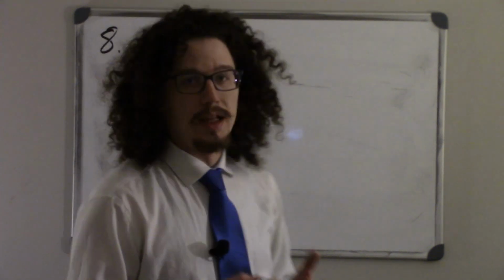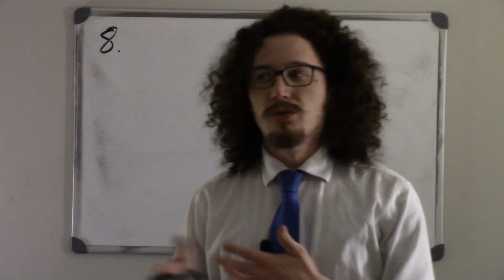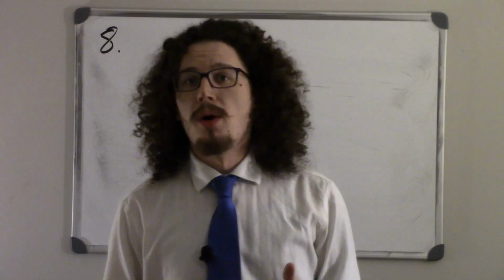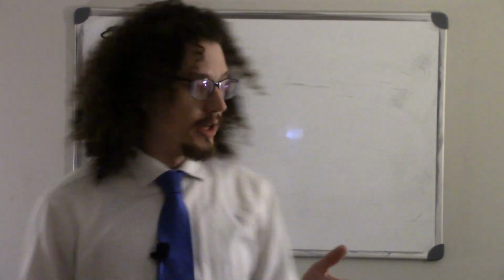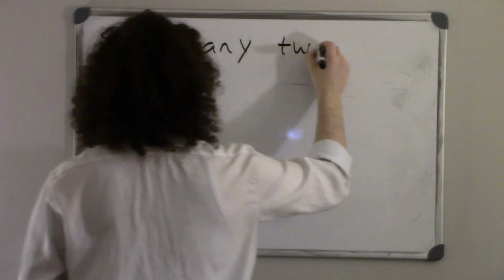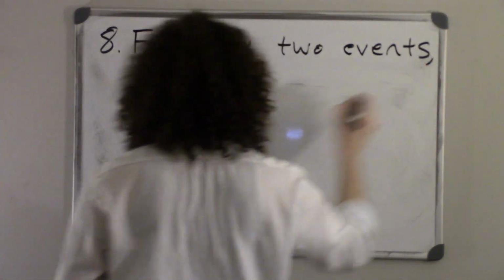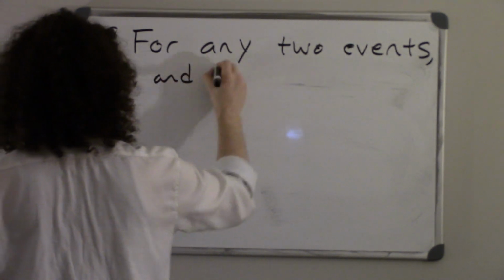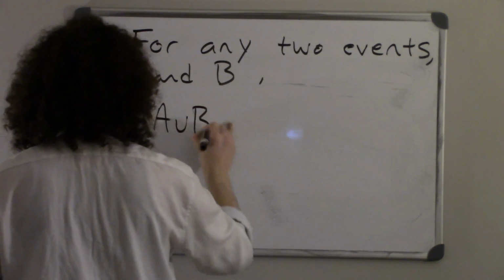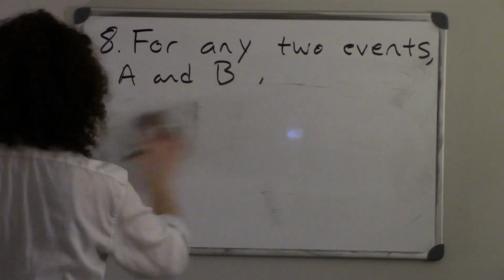All right, now that brings us to the 8th law of probability. The 8th law of probability is similar to the 6th in that it is telling us how to calculate the probability of the union of two events. However, for the 8th law, there is no condition required. So this is true for any two events, A and B.